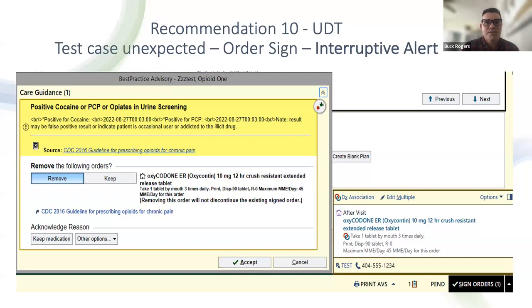The pop-up lets the provider know that this patient was positive for either cocaine or PCP. The pop-up allows the provider to click on the CDC guideline and or remove the opioid order before moving forward. These alerts interrupt the user's interactions with the EHR and force the user to respond by accepting or declining the recommendation. So that is the recommendation 10 order sign alert. Next slide, please.